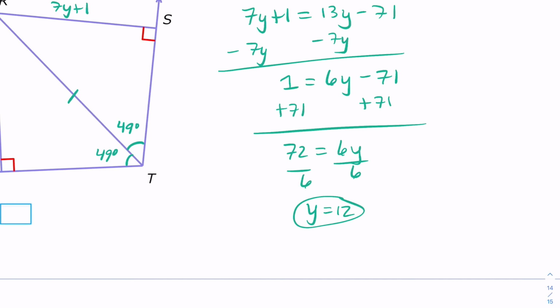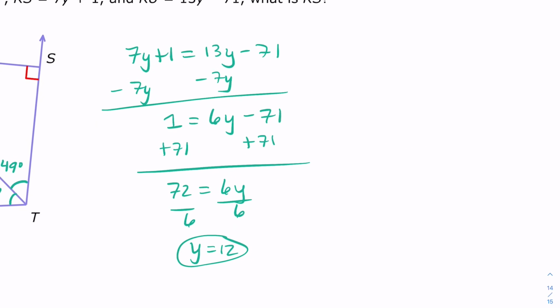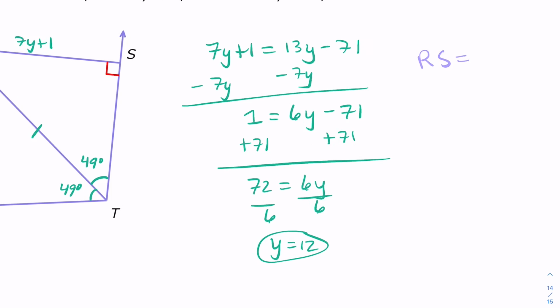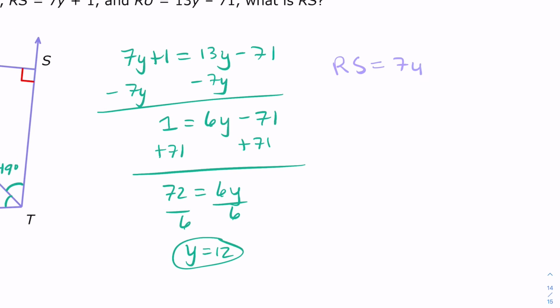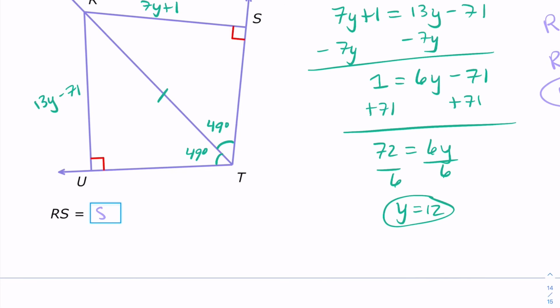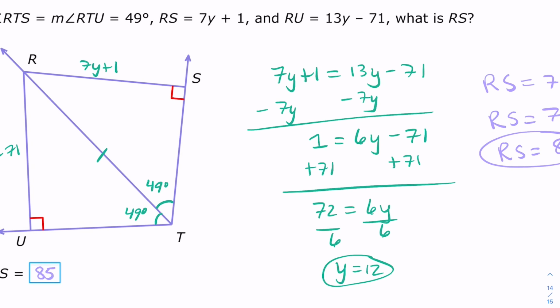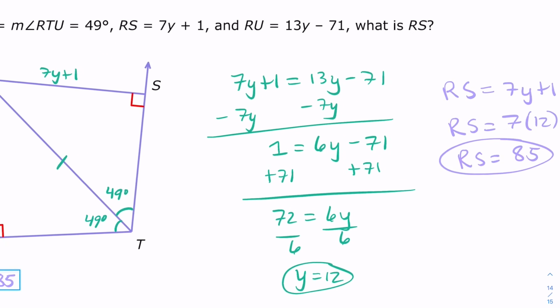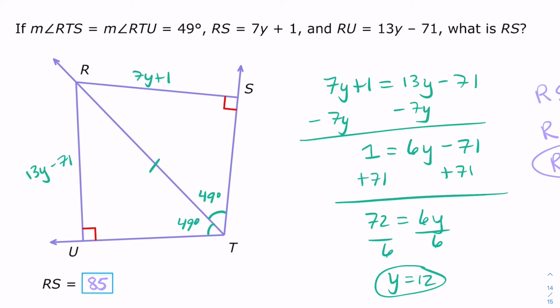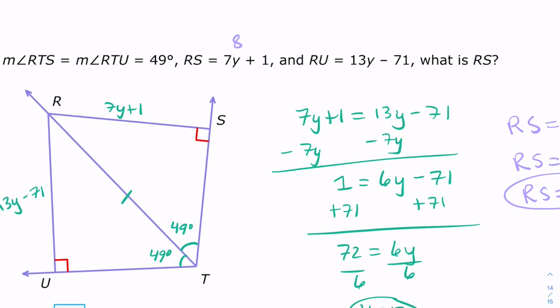So to get y is equal to 12, what I need to do is solve for RS. So RS equals 7y plus 1. So RS equals 7 times 12 plus 1. So RS equals 85. And so this answer is 85. If we're not sure, we can always check our work. We can take 12 and put it back in. 12 times 7 is 84, plus 1 is 85. So I get 85 for this.